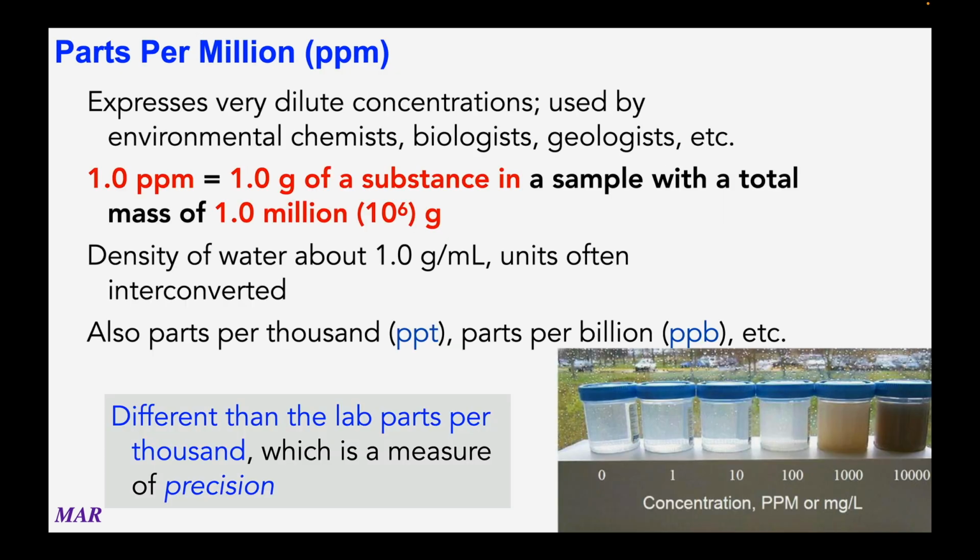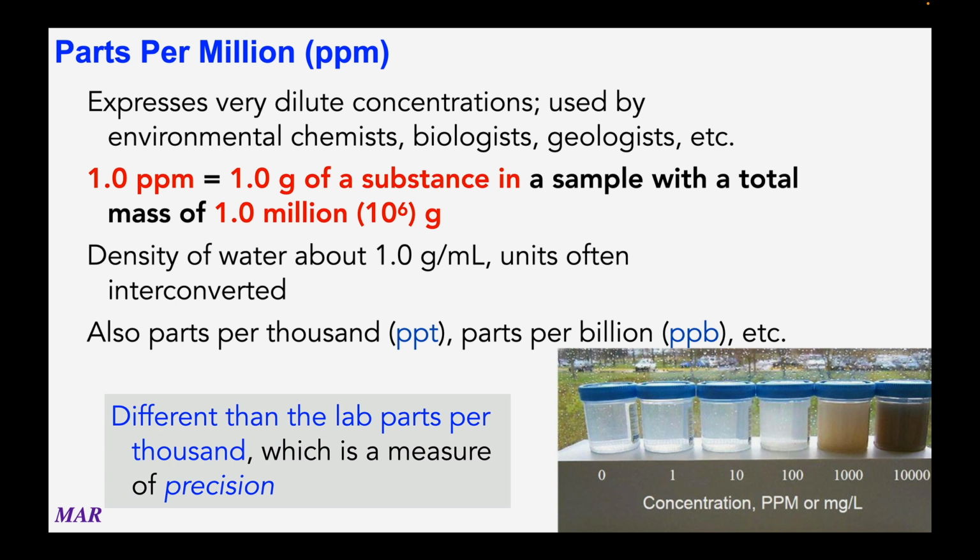Another kind of concentration unit that I need to mention in this section is what's called parts per million. And there are different kinds of parts per million, by the way. There's also parts per thousand and parts per billion. But these are used for very, very dilute concentrations of solute. And they're mostly used by people studying the environment, so like environmental chemists, biologists, geologists sometimes, stuff like that.